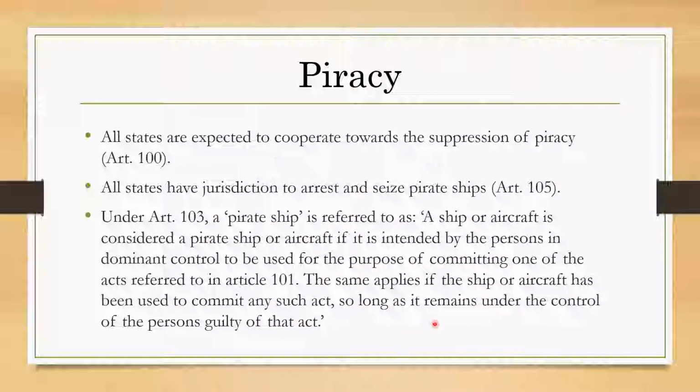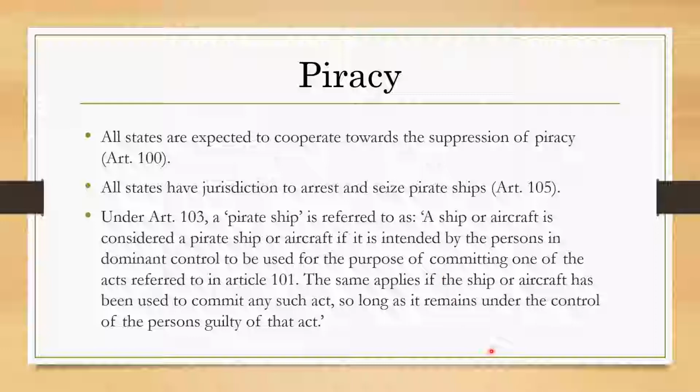So, piracy is a major crime. Obviously, we'll be discussing piracy in the next session, and it's widely understood to be one of those crimes that is of jus cogens. It means everyone agrees that it's of such a reprehensible nature that everyone should have jurisdiction over it. So all states are expected to cooperate towards the suppression of piracy under Article 100, and all states have jurisdiction to arrest and seize pirate ships under Article 105. So that's the question of whether there's universal jurisdiction, and we'll be discussing that in the seminar.